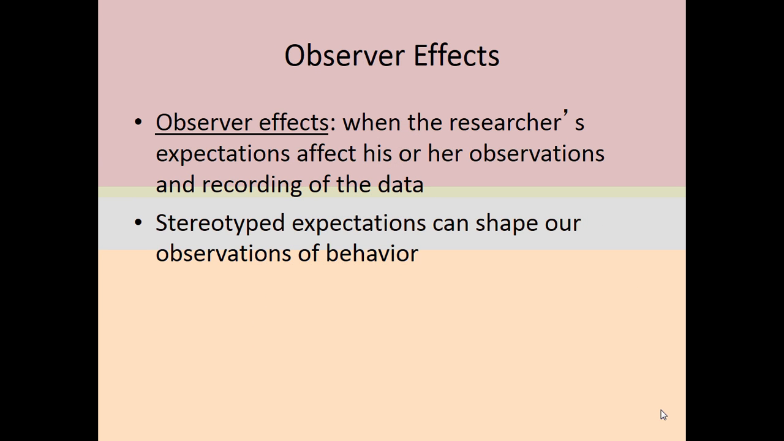Also, researchers can have observer effects when they're observing how people are behaving, say in a naturalistic observation. The observer themselves may be biased or may pay attention to certain things more than others, creating these observer effects, especially if they are looking for stereotyped behaviors. So that stereotyped expectation can shape what they see, what they pay attention to in the participant's behavior.